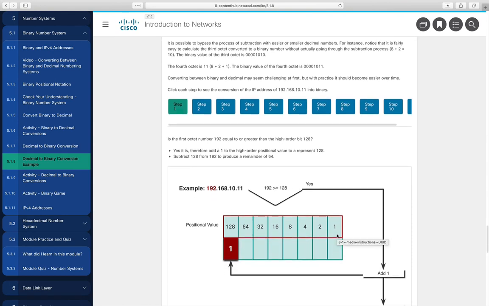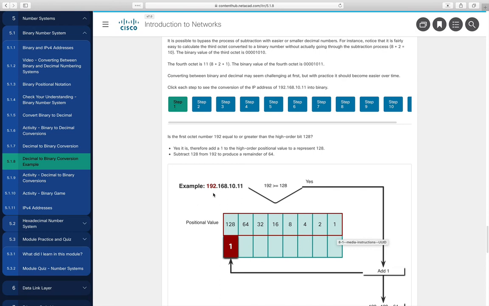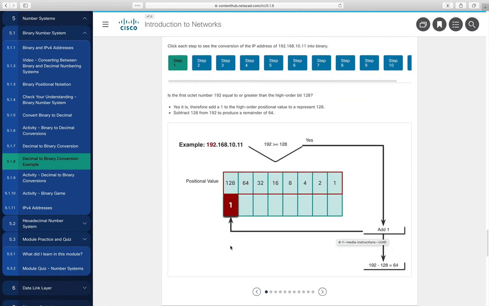So here is an example. We have an IP address which presumably we want to convert to binary. So we're looking at the first octet, and then they're asking, is 192 greater than or equal to 128, which is basically the same question I'm asking. Can I subtract 128 from 192? And the answer is yes. So it says add 1. It's really place 1 in the 128 position. Then subtract 128 from the value, so I have 64.